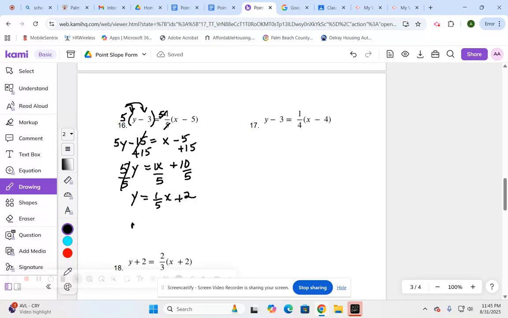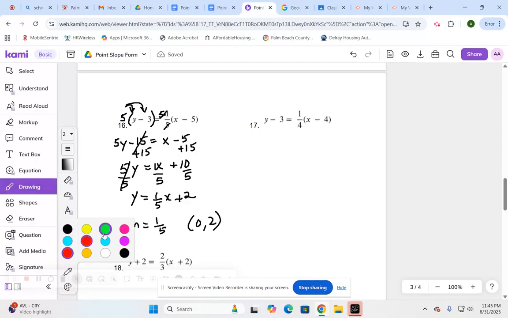So our slope is 1/5. And our y-intercept is 0, 2. This is where the line crosses the y-axis. That means x has to be 0. All right, you try number 17 and come back and check.